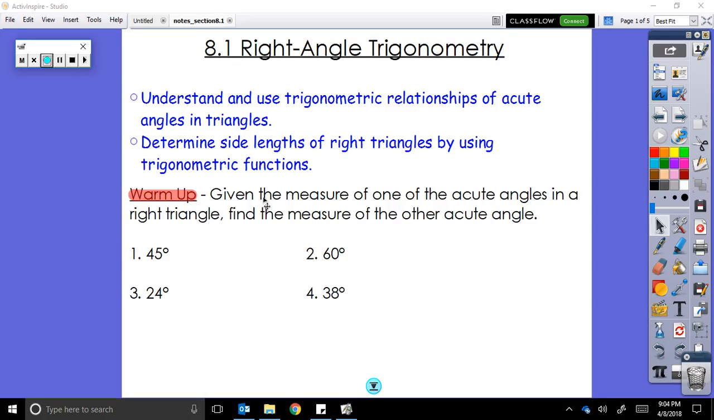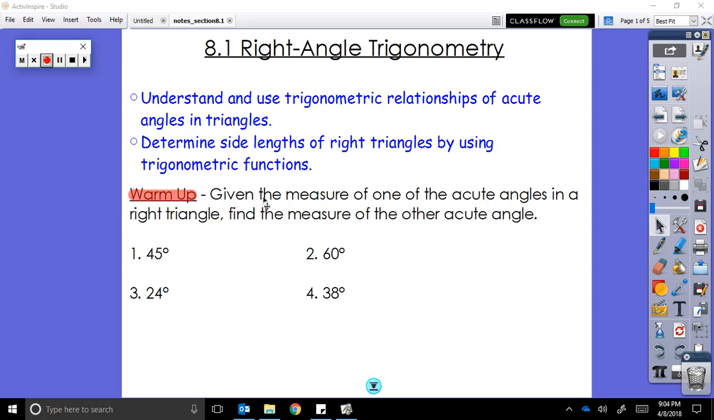Alright guys, sorry I can't be here with you today, but we are going to review right triangle trig from geometry. Just a little review before we get into our trigonometry unit. So this warm-up I would like for you to try.